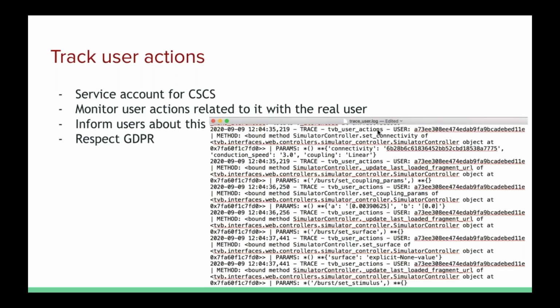Of course, we will make sure that the users are informed about the fact that we monitor their actions in a certain manner. And we will make sure that the privacy policies and the GDPR are respected. This includes also limiting access to these logs in terms of who can access them and what reason they would have to do it.